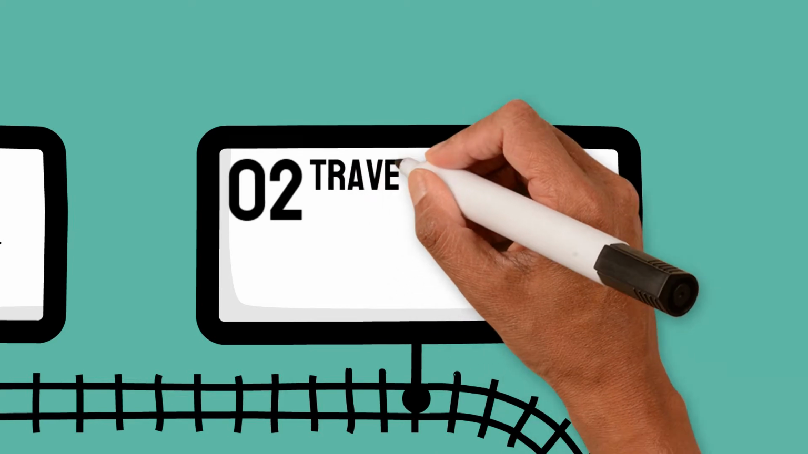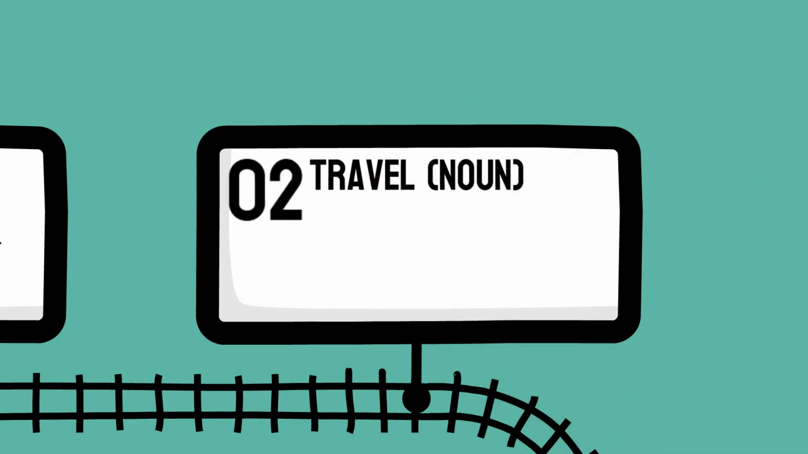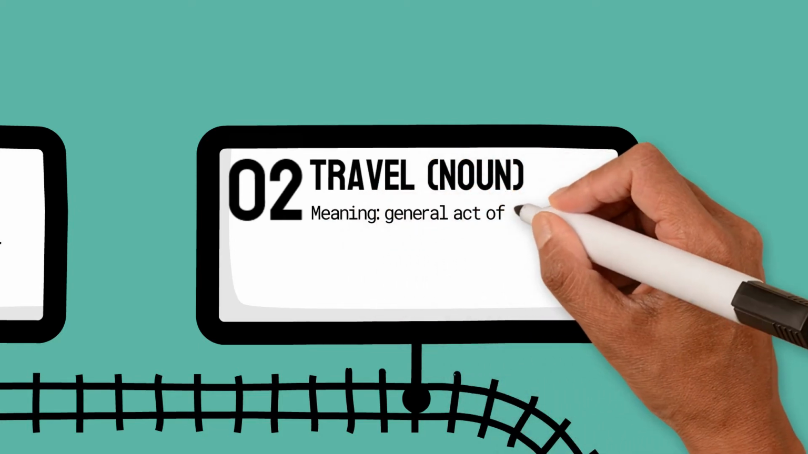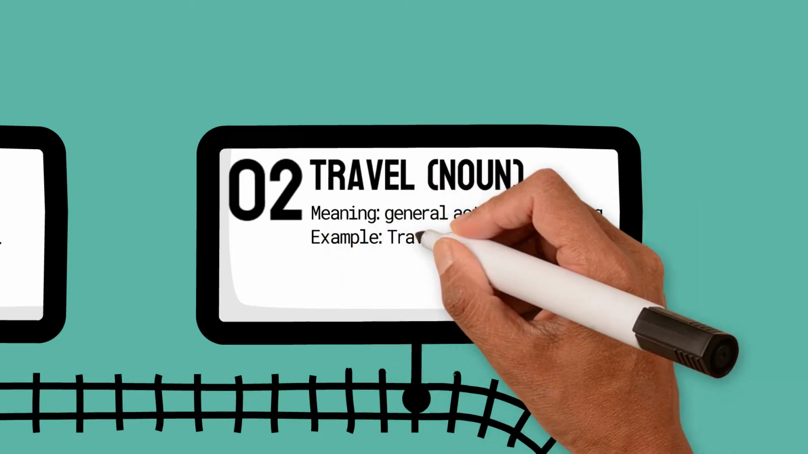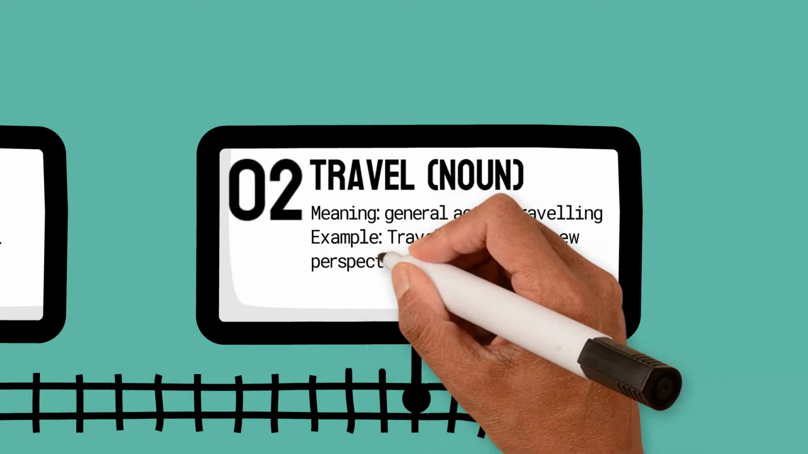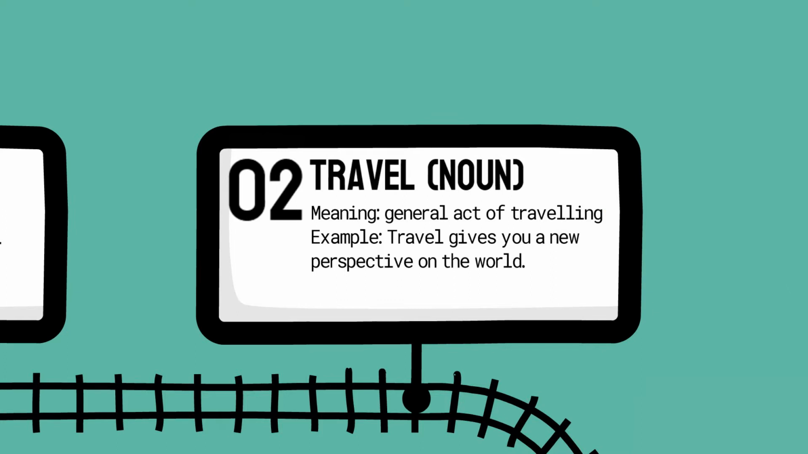Second stop is travel again, but this time we're thinking about it as a noun. So more often, travel will be used as a verb, but in this case, as a noun, it is the general act of traveling, so not specific. An example is: travel gives you a new perspective on the world. So travel in general, when we're thinking about this as a noun, but not a specific trip or journey.